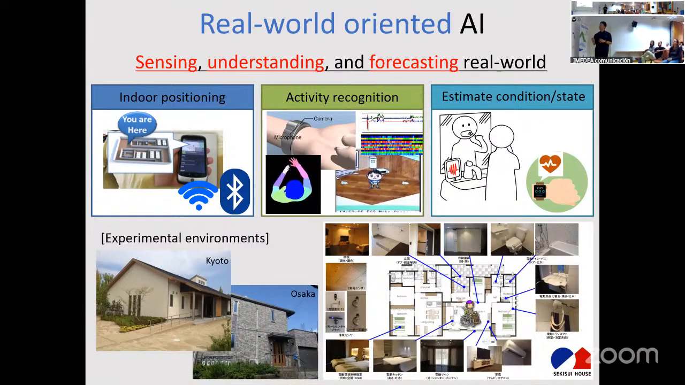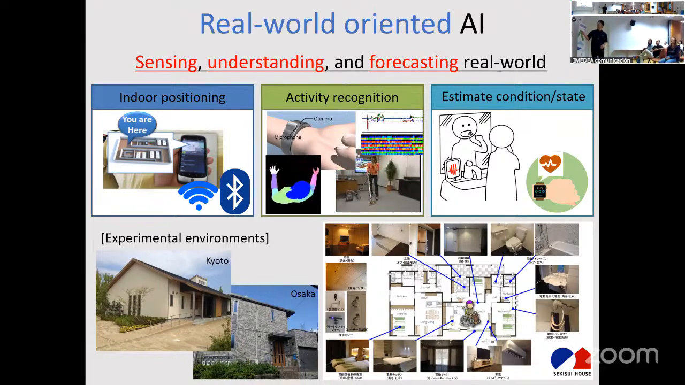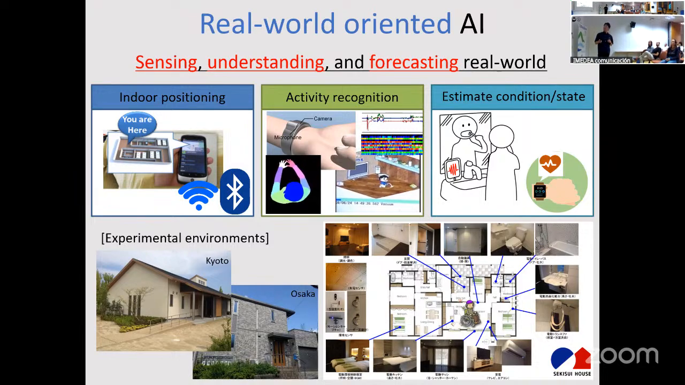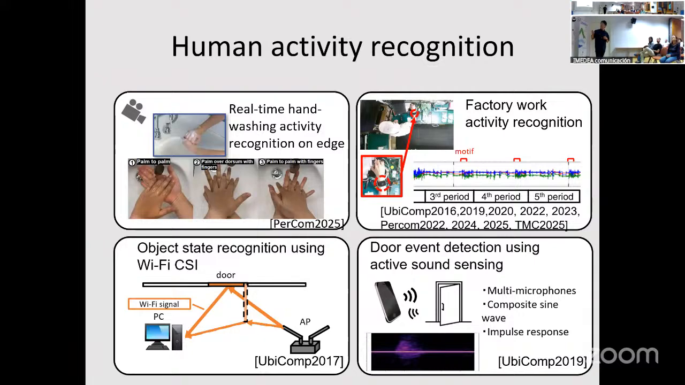For this purpose, we develop various context recognition techniques such as indoor positioning and activity and behavior recognition. Today, I focus on this topic, and especially I'd like to introduce our research about animal behavior. But before that, I briefly introduce my human study, which is just an introduction of my recent study.